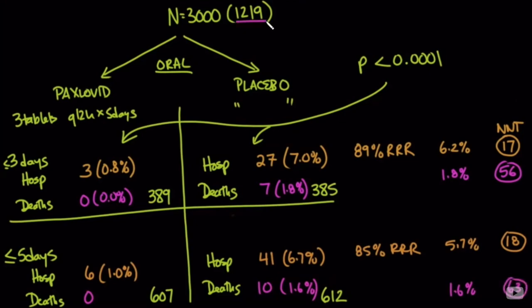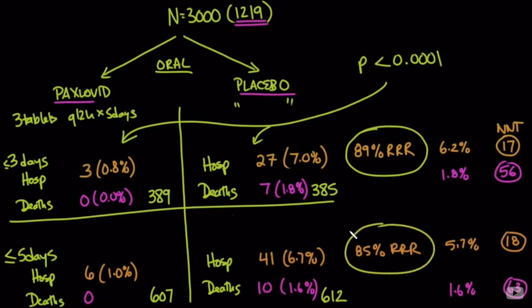This number here of 1,219 was where the study was stopped because the Data Monitoring Board looked at the data and said that we really could not ethically continue this study because there was a dramatic difference in terms of the efficacy between PAXLOVID and placebo. So how do we look at this data? We would say that when given within 3 days of mild to moderate symptoms in patients who are candidates for treatment, PAXLOVID was able to reduce hospitalization rates by 89% in terms of relative risk reduction. When given within 5 days, that number dropped modestly to 85% relative risk reduction.